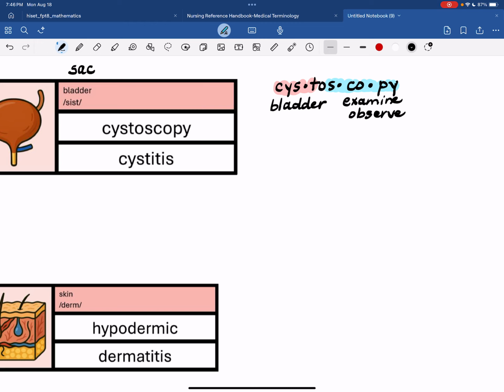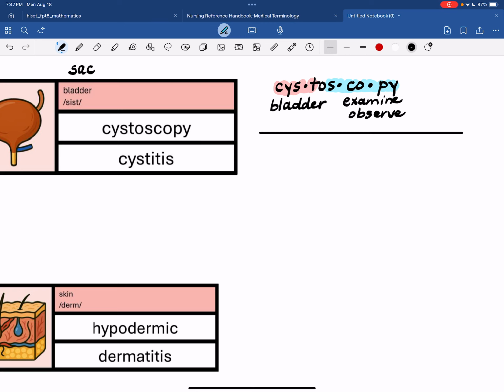A scope is inserted into the ureter, the tube that runs into the bladder. I'm sorry, not the ureter, that runs to the kidneys. The urethra, the tube that carries urine from the bladder to the outside. So cystoscopy involves inserting a scope through that tube to examine the inside of the bladder.